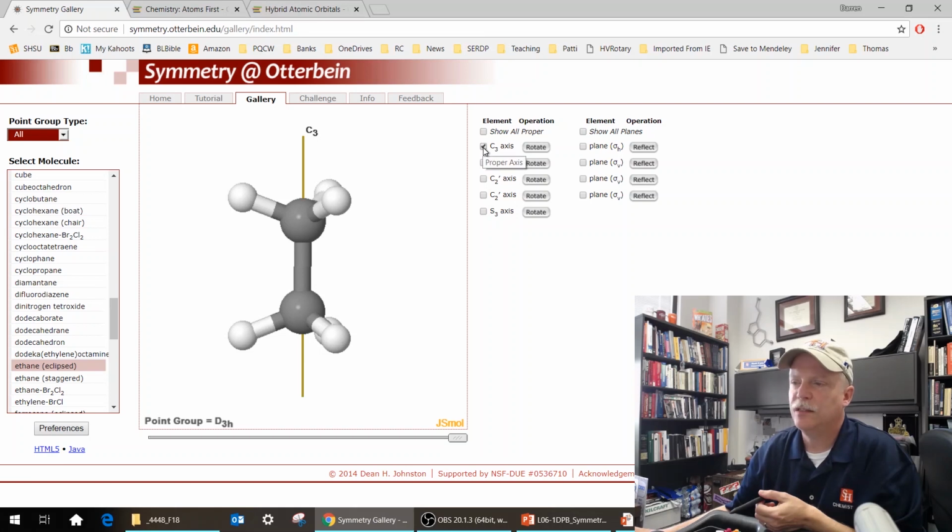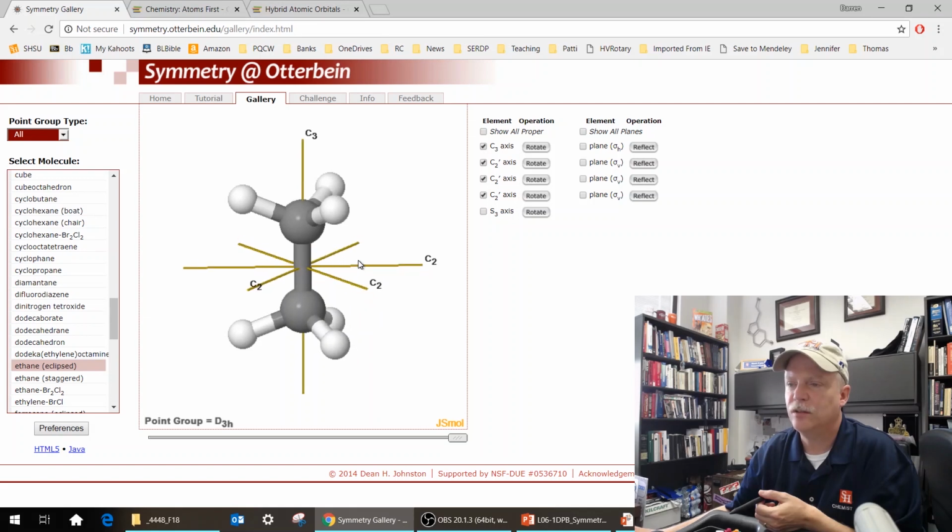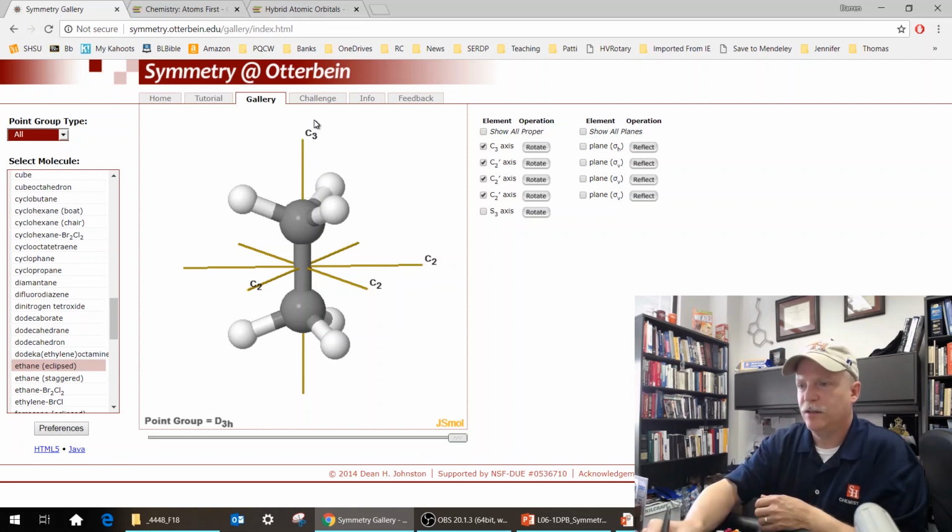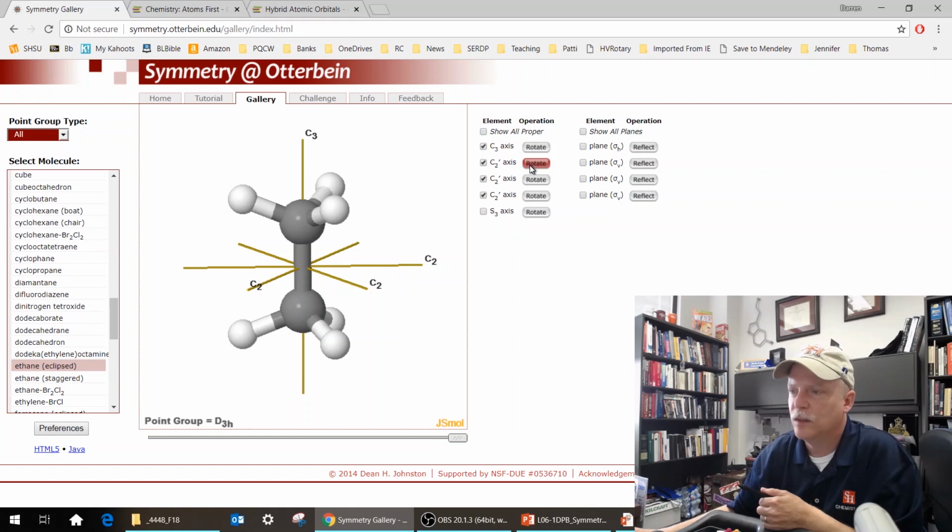Let's look at the C2 axes. These are perpendicular to the C3. It's really important to be able to identify that. And all the axes go through the center of mass. Okay, so we have 3 perpendicular C2s. And that's one of the questions on the flow chart: do you have 3 C2s perpendicular to the C3? So we have the C3 here, and then we have these 3 perpendicular C2s, so we can rotate the molecule around each of them.